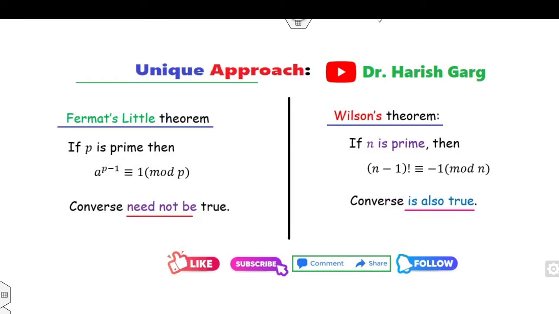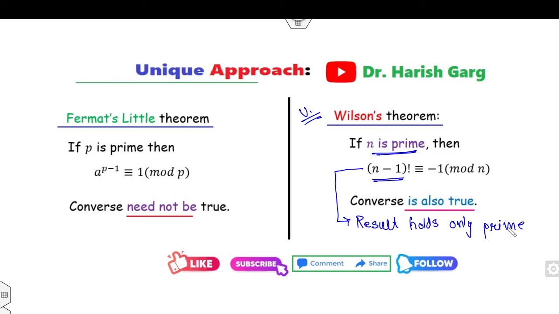Another one is Wilson's theorem. That's the most important theorem. Wilson's theorem says if n is a prime number, then this result always holds. And moreover, the converse is also true. What is the meaning? If this result holds only for prime, fine, because whatever n is must be prime.